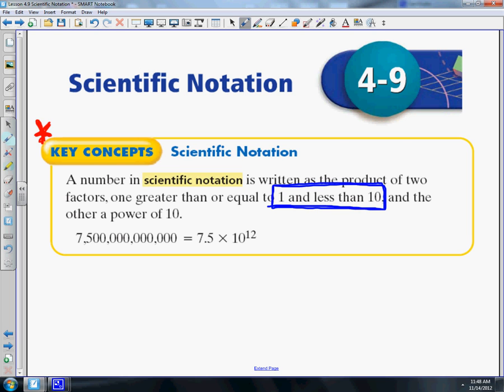So if I had this big, huge number, maybe that's the distance from the moon to Jupiter, in science, they write it like this: 7.5 times 10 to the 12th power. So it's just a lot easier to write than to write it all out.